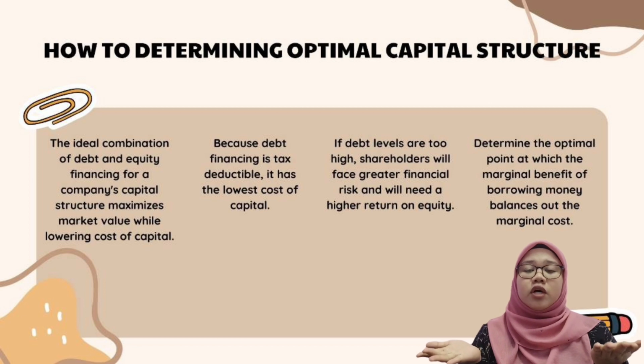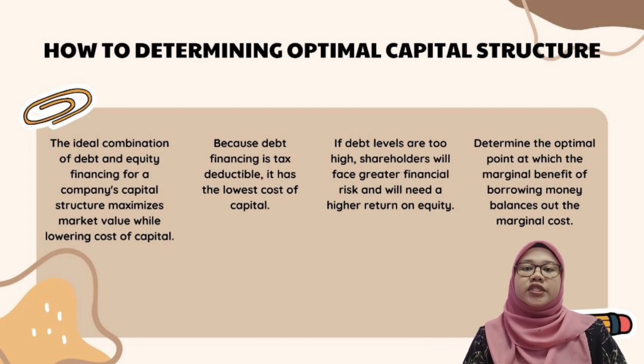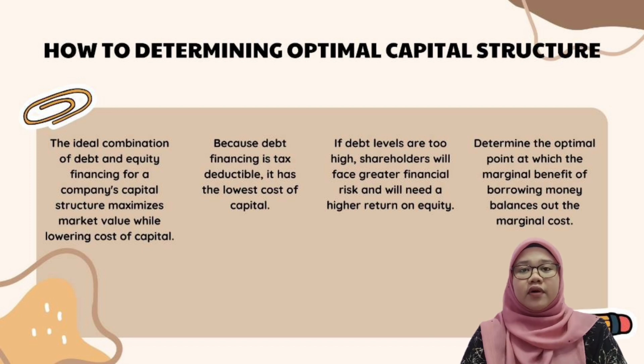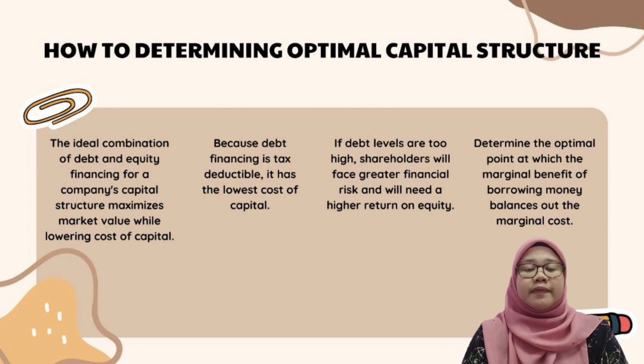So, how to determine optimal capital structure? The ideal combination of debt and equity financing for a company's capital structure maximizes market value while lowering cost of capital. Theoretically, because debt financing is tax deductible, it has the lowest cost of capital. However, if debt levels are too high, shareholders will face greater financial risk and will need a higher return on equity. Therefore, companies must determine the optimal point at which the marginal benefit of borrowing money balances out the marginal cost.